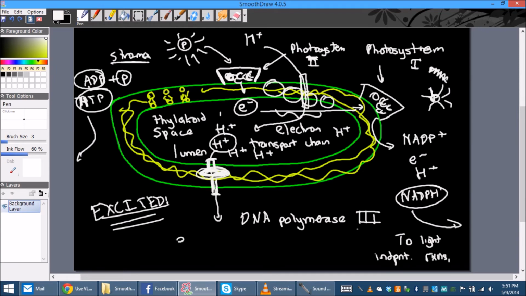Oh shoot, I forgot to mention something. Electrons are a type of matter, right? So if you transfer an electron from the chlorophyll out into NADPH, you're eventually going to run out of electrons, right? But here's a really cool part about the light-dependent reactions.